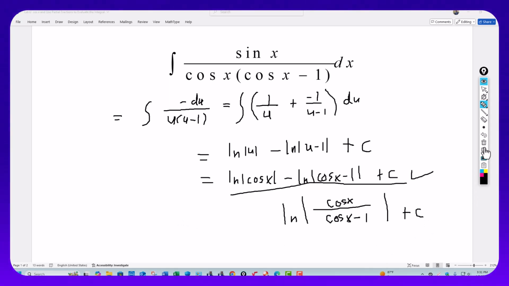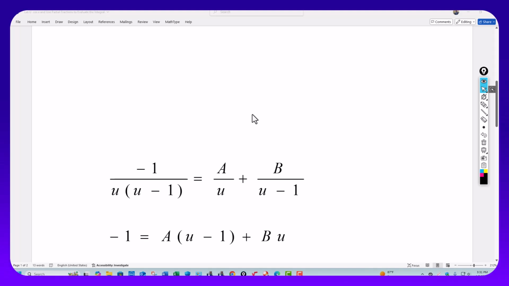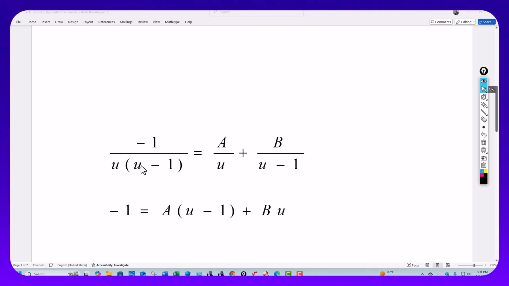Now, just if you're interested here, just to comment on why this procedure, the cover-up method, works. Here's the same setup I just had. Normally you would set it up this way, and then you would clear the fractions and multiply through by the LCD. On the left side, you're left with -1. On the right side, you're left with a times u minus 1 plus b times u. And you could set up a system of equations here. Multiply through here and combine your u's and constants together and set that equal to the appropriate terms on the left side, and you get a system of equations.